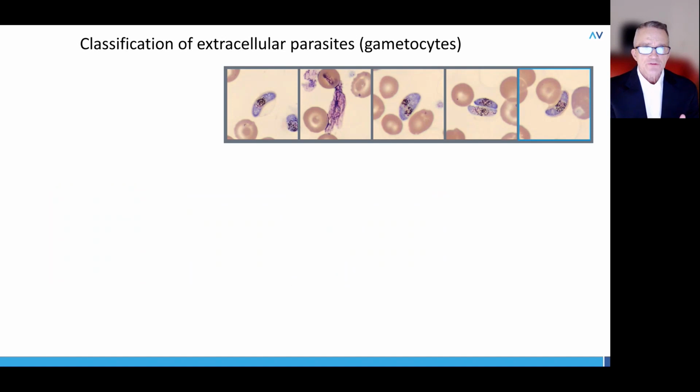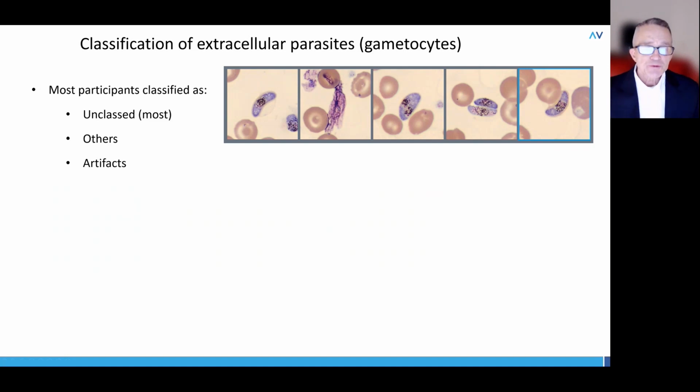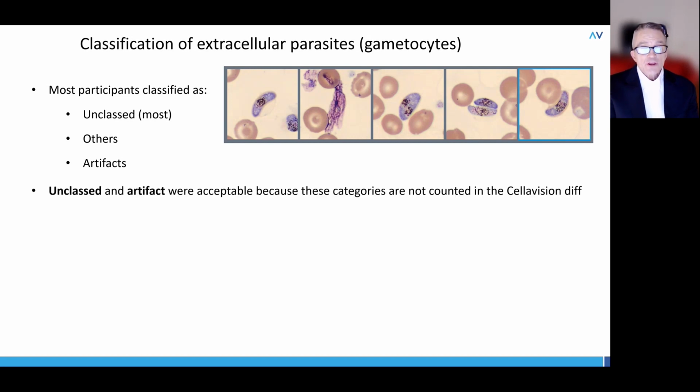In terms of the results and how the participants performed, one thing that stood out is the differences in the way these extracellular parasites, these malarial gametocytes, were handled. Most participants put these cells in the unclassed category. The second most common result was others. And the least used way to classify was putting them in artifacts. I, by mistake, put them in artifacts, although using the unclassed and artifact categories were acceptable, because if you put cells in these categories, they are not included in the CellaVision differential.